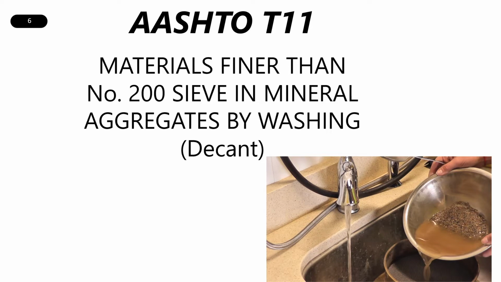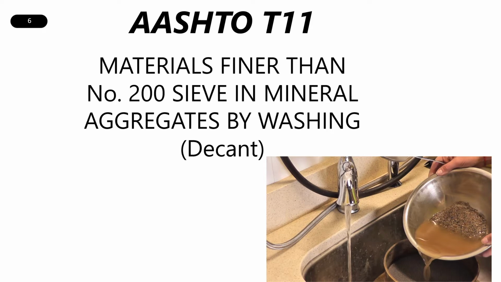Determination of materials finer than the number 200 sieve by washing is performed in accordance with AASHTO T11 and is known as decant. Materials finer than the number 200 sieve can be separated from larger particles much more efficiently and completely by wet sieving than through dry sieving.